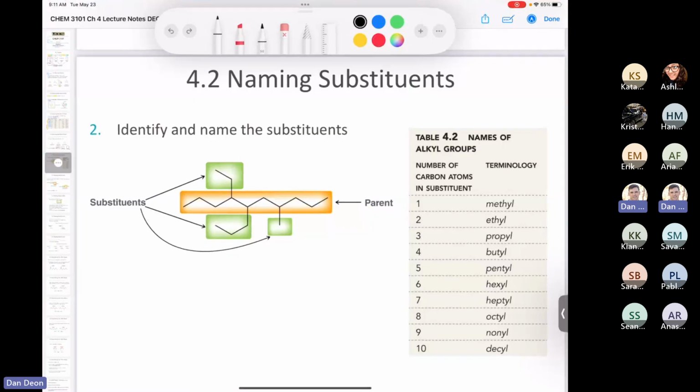So the first four. If you have a CH3 group, that's a methyl. If you have 2 carbons, it's an ethyl, 3, it's a propyl, 4, it's a butyl. So a methyl group is nothing more than a CH3 attached to something. An ethyl group is CH3, CH2 attached to something. A propyl, CH3, CH2, CH2 attached to something. And then a butyl is CH3, CH2, CH2, CH2 attached to something. Pentyl is 5 carbons, etc. But these first 4 we're going to use quite a bit.